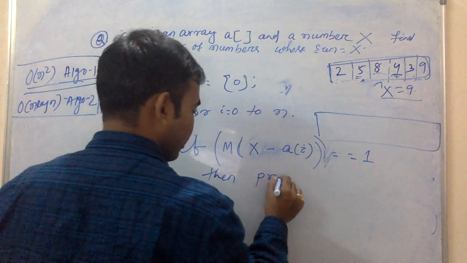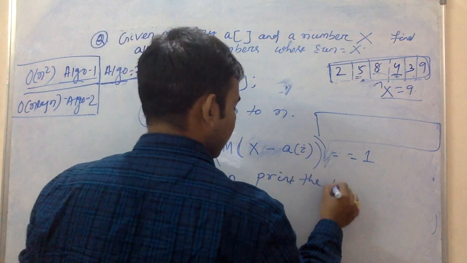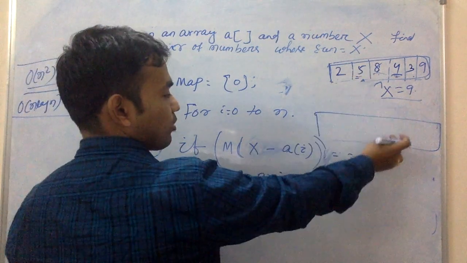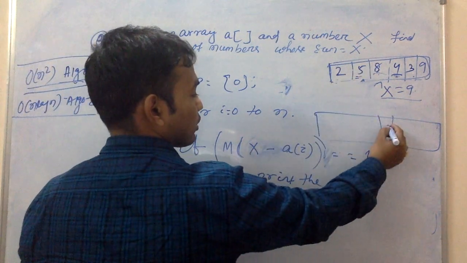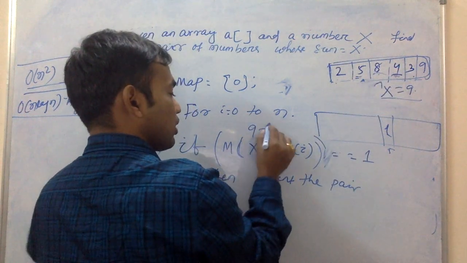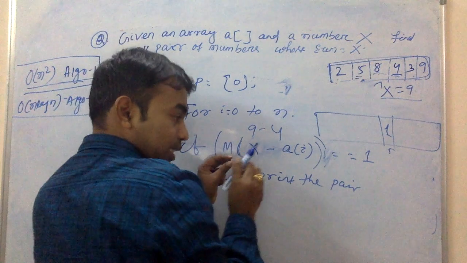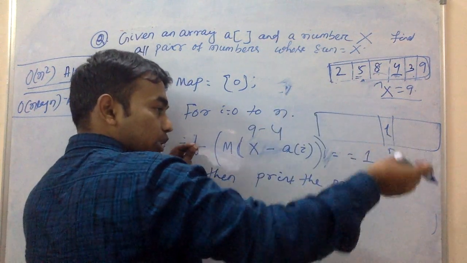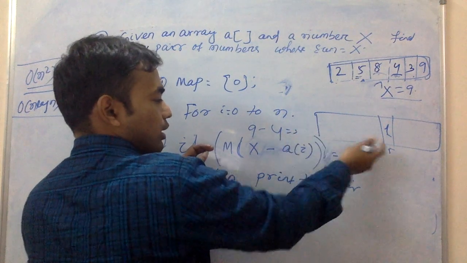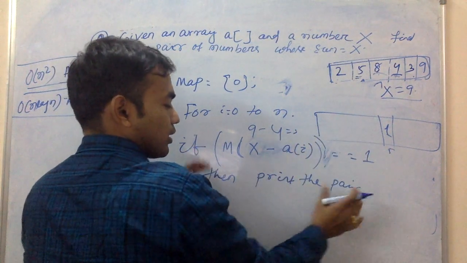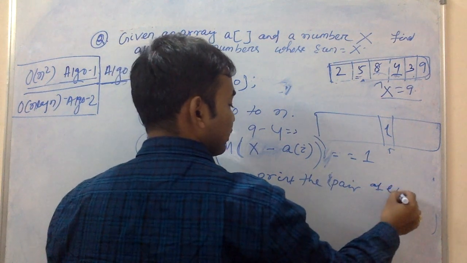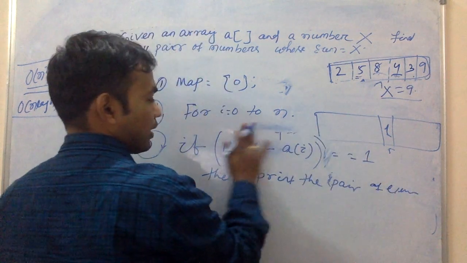You got it, right, what I am trying to say. 9 minus, suppose 5 is coming, 5 will be inserted at the 5th location, so this is going to be 1. Whenever 4 is coming, that means 9 minus 4, which is equal to 5. It is trying to find out its companion. 4, I am searching for 5. Whether 5 is present? Yes, 5 is present. Then definitely this is a pair. Print the pair of elements whose sum is 9 or x.